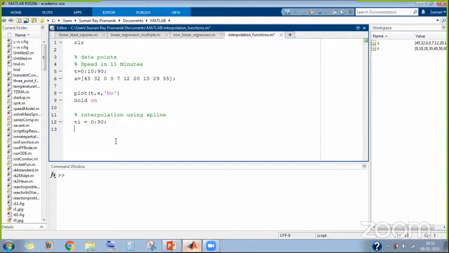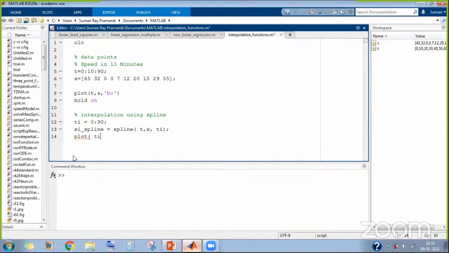Now I want to find what my speed should be at these times. Let's call it SI spline. Now we will use the spline function. As in syntax, we have to give the data points first, the time vector, the already given speed vector, and the vector for which we want to find the speeds. So this is our TI. This will give us the speeds from 0 to 90. Now let us plot this.